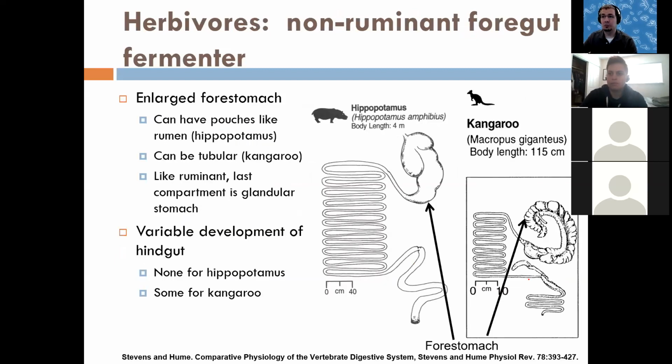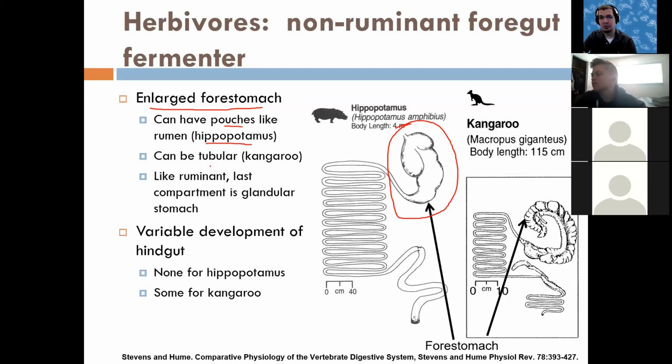Okay, so those are ruminant foregut fermenters. There are other foregut fermenters that are not ruminants. Just like the ruminants, they have an enlarged forestomach. That's the reason why we call them foregut fermenters. Some of them look a lot like ruminants. The hippopotamus has pouches. So if you look at the hippopotamus forestomach, if you don't have your glasses on, that almost looks like a rumen.